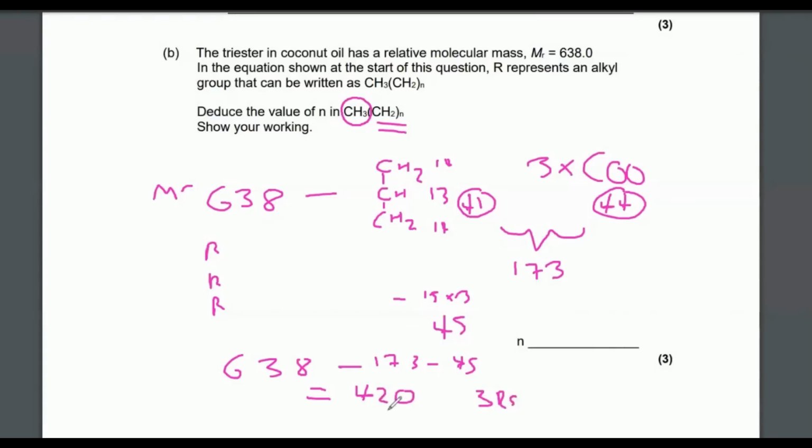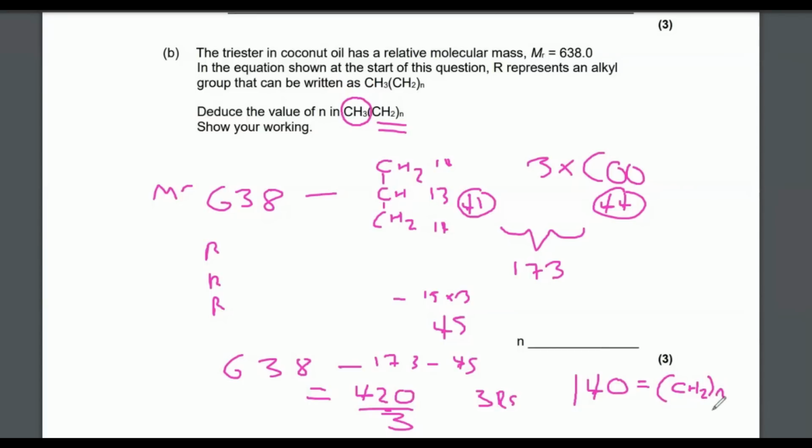But remember, the 420 represents 3 R groups or 3 lots of CH2N. I need to just find out what 1 lot of CH2N is. So I'm going to do 420 divided by 3. And that is going to give me 140. So I'm going to get 140 equals 1 lot of CH2N.